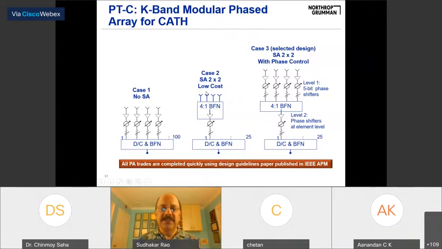Case 2, we tried to make a 2 by 2 subarray and connect with a 2 by 2 BFN, and reduce the number of amplifiers and inputs to the down converter from 100 to 25. It has some problems with grating lobes, so we selected case 3, where we have a 2 by 2 subarray, but with phase and amplitude control after the LNAs, and then a combining network, and then you have 25 subarrays going into the down converter and BFN.